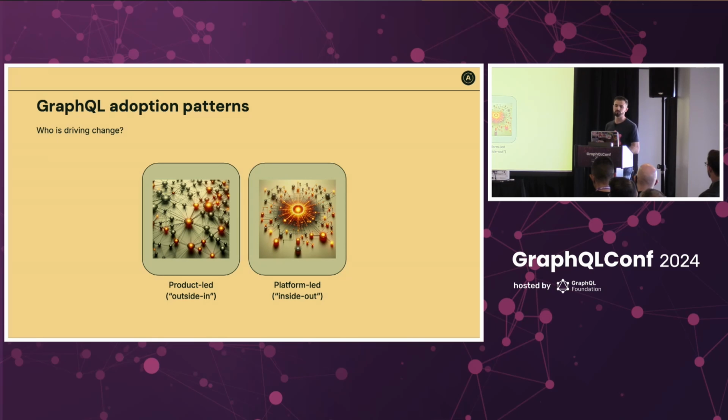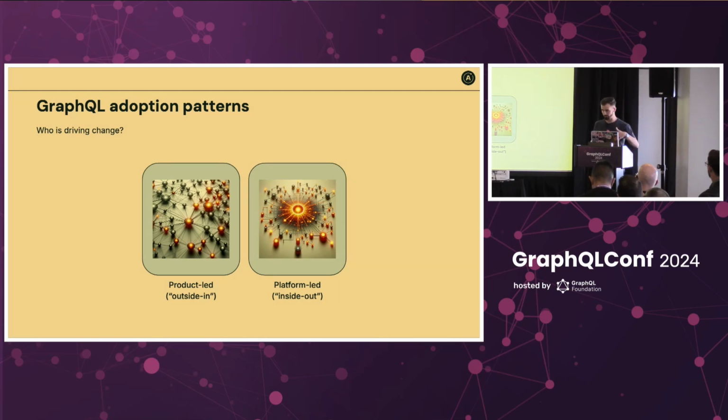There's this new shift in GraphQL adoption patterns, and anyone who wants to be a GraphQL champion needs to understand this reality. There's outside-in adoption driven by product engineers, and then there's inside-out adoption driven by platform engineers. I'm willing to bet that many folks who are in this room who wrote their first lines of GraphQL perhaps years ago probably followed that outside-in adoption pattern.